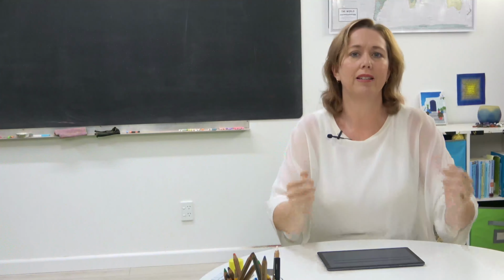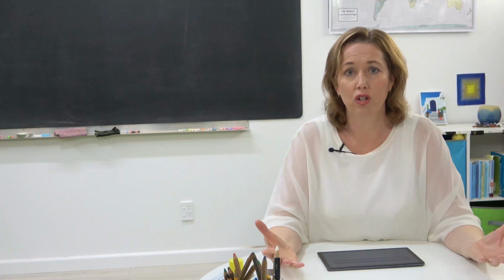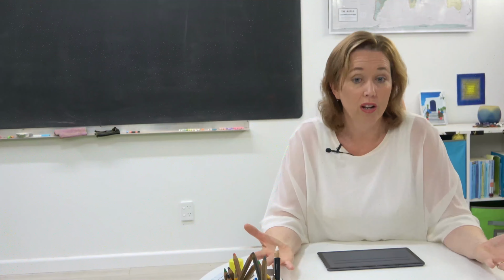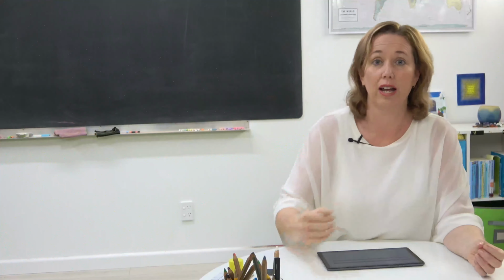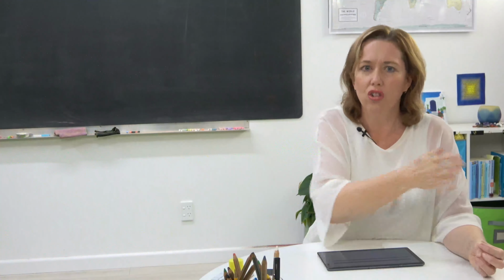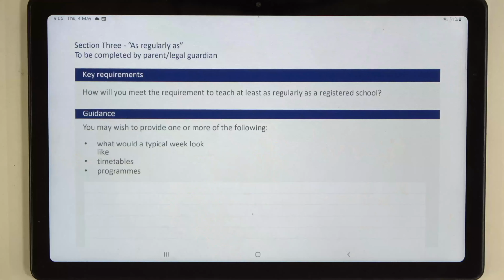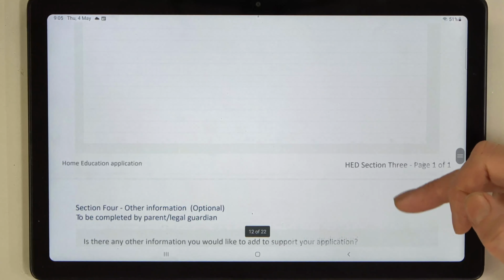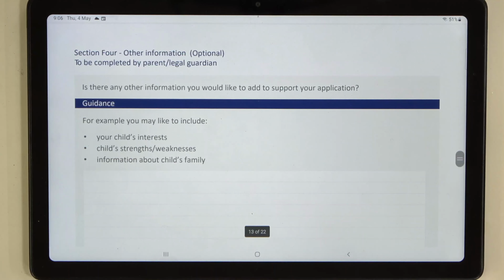We've got one in here as an example for you, but we create a fluid kind of timetable which shows that there will be appropriate learning going on each day. You are aiming to do actual learning each day, but you're not doing 45-minute blocks of each subject because it's not school. Make sense? Makes sense. Let's carry on. We're almost at the end. You're doing really well. Section 4, other information which is optional.